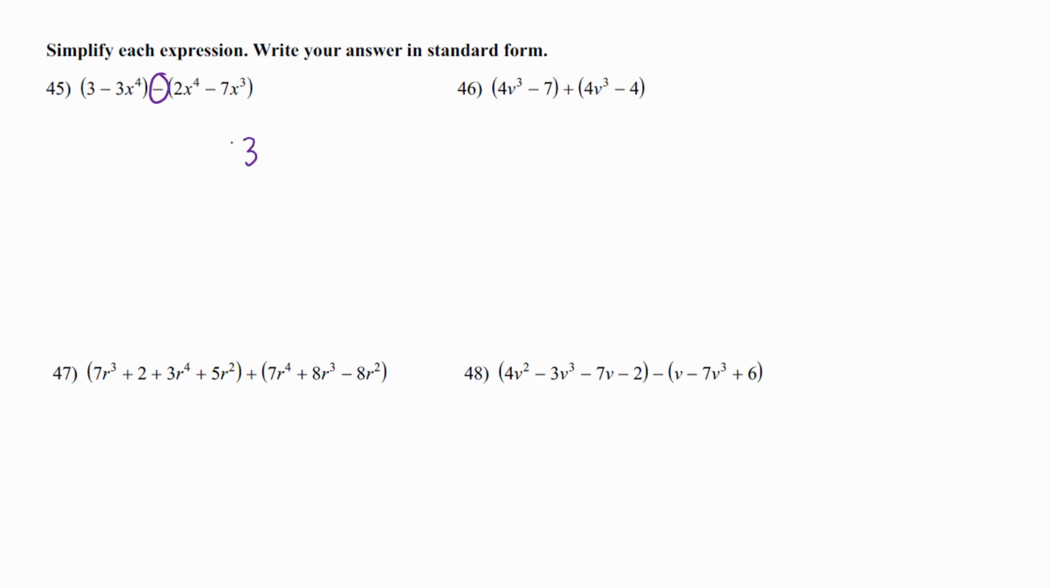It also tells us to write our answer in standard form, and 3 should come last in standard form. Now let's think negative 3x to the 4th minus 2x to the 4th. That makes negative 5x to the 4th. And then there's nothing else actually in this parentheses, but we do still need to think about minusing negative 7x cubed. So that would change it to a plus 7x cubed. So this would be my answer, because none of these now are like terms, because x to the 4th and x cubed are different and are different from a regular number.